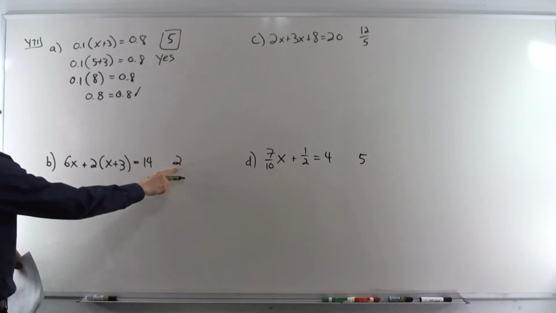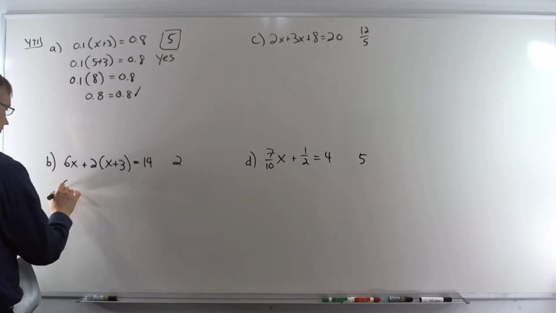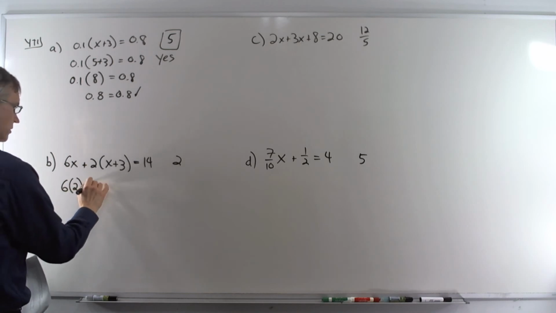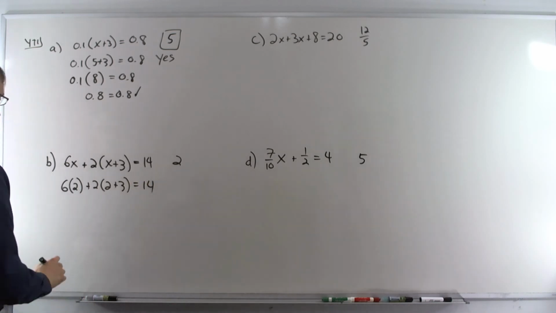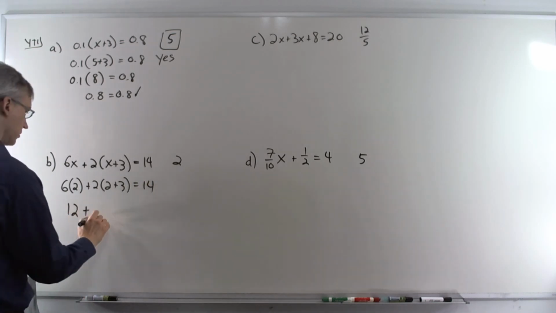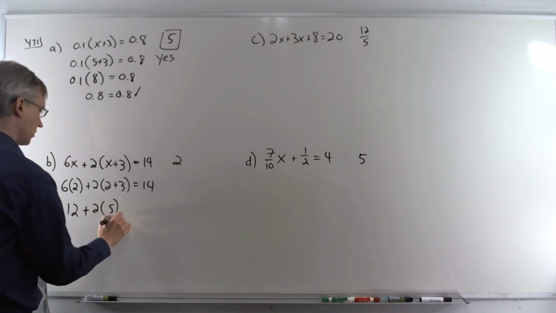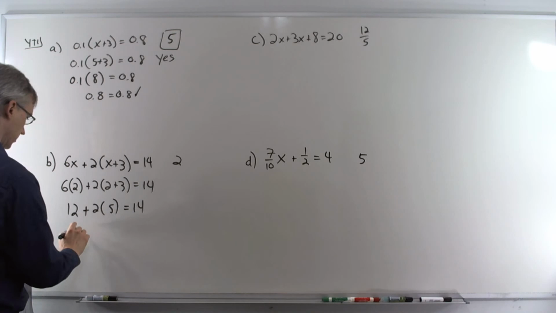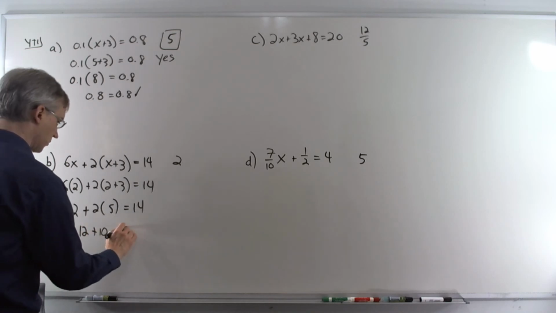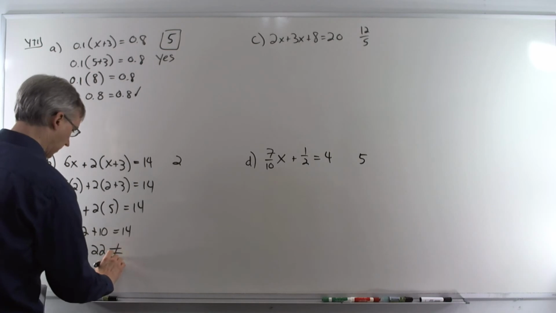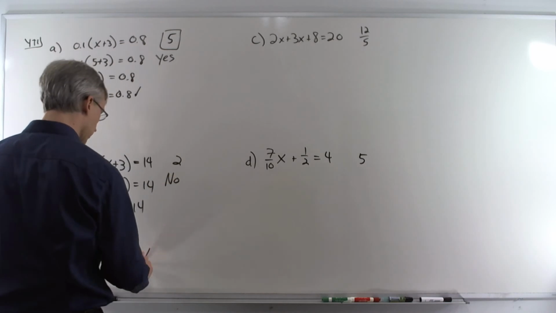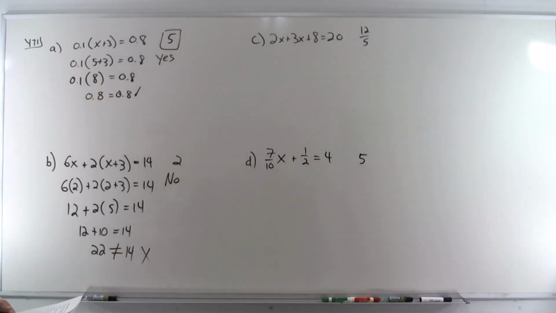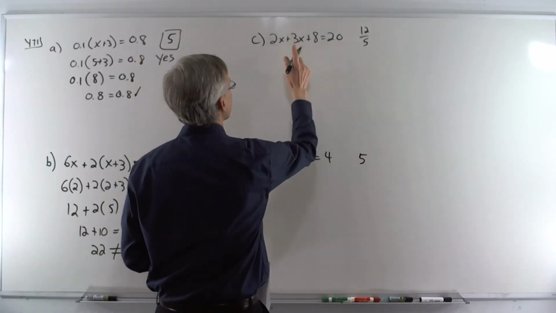B. We're going to see if 2 is a solution to this equation. So we're plugging in 2 for every instance of x. Right, 6 times 2 is 12. Plus 2 times 5, 14. 22 is not equal to 14, so 2 is not a solution. Next up, we're going to plug 12/5 into this one.